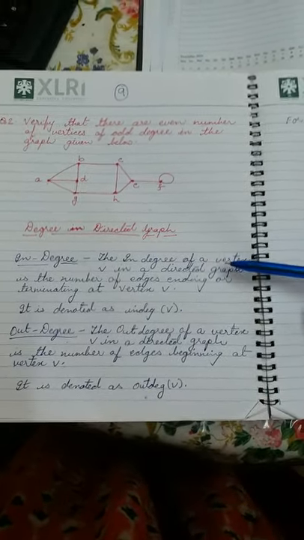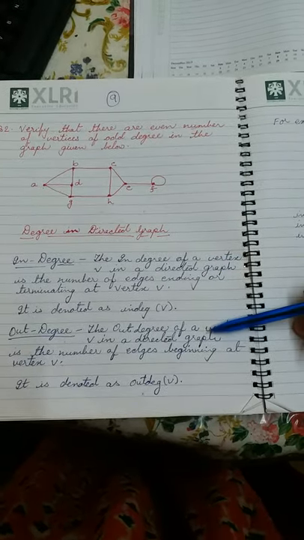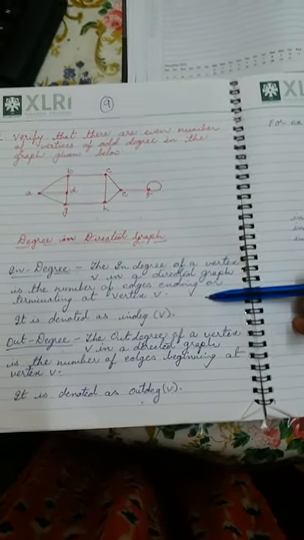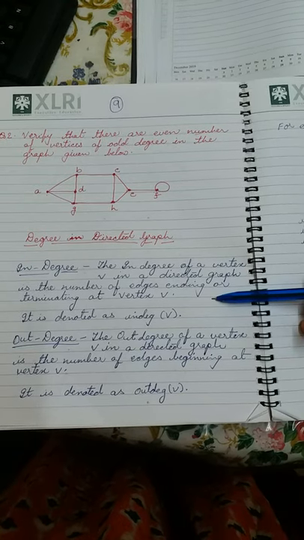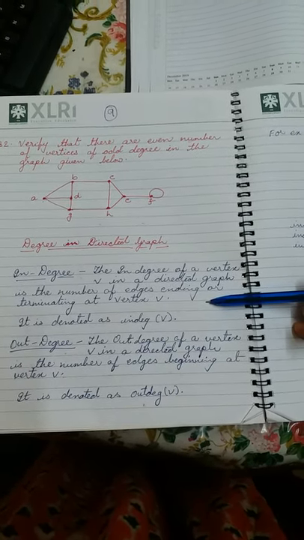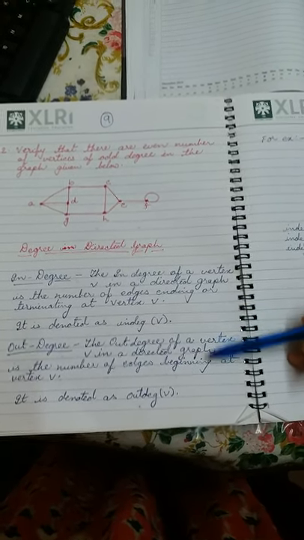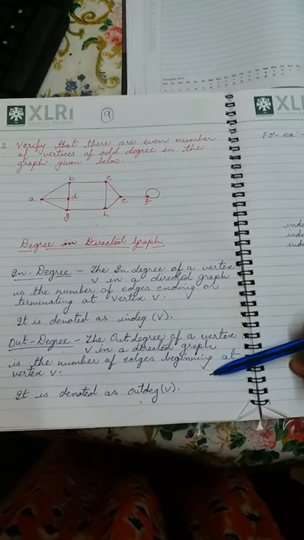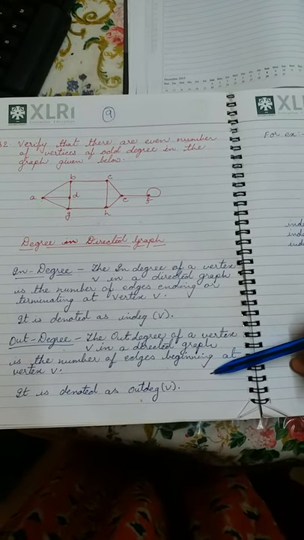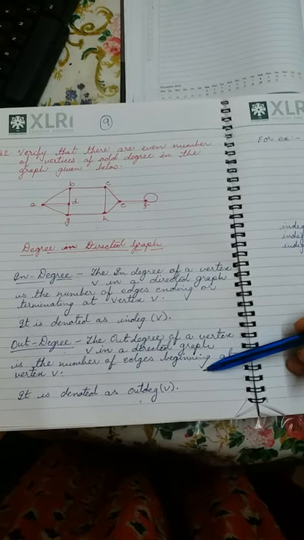In a directed graph, there are two types of degree, in degree and out degree. The in degree of a vertex V in a directed graph is the number of edges ending or terminating at vertex V. It is denoted as indeg(V). And the out degree of a vertex V in a directed graph is the number of edges beginning at vertex V. It is denoted as outdeg(V).